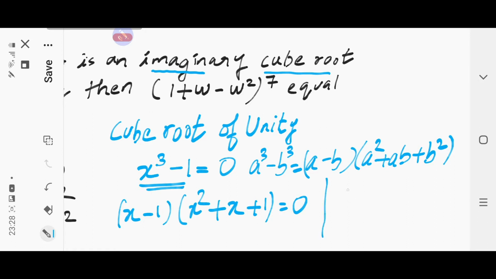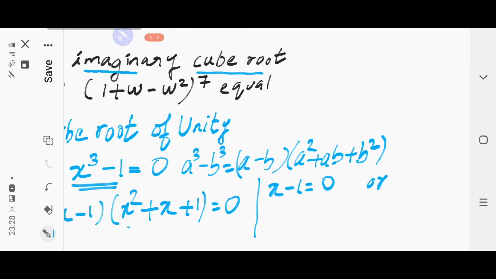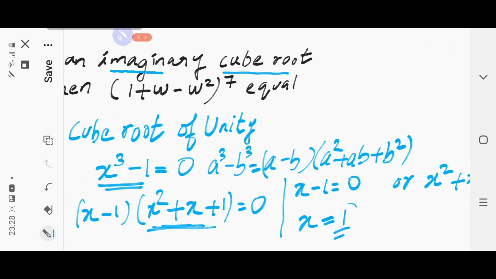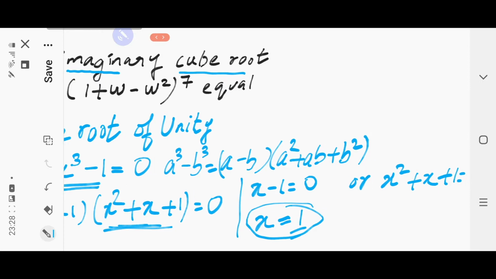Therefore, you can say that either x minus 1 equal to 0, or x square plus x plus 1 equal to 0. Therefore, you get the solution x as 1. That means one root of this equation is 1. See, cube root of unity means, when you go into the explanation, one root of this equation is 1.